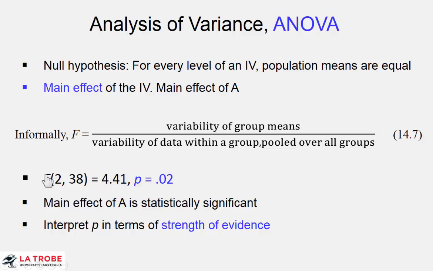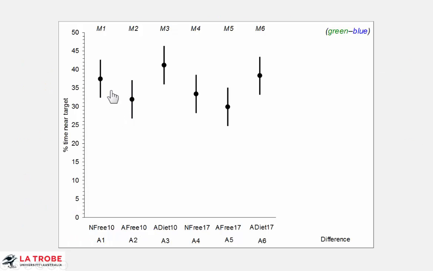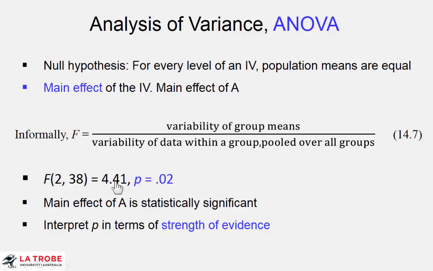And large values of F, compared with what we'd expect under the null hypothesis, lead us to reject the null hypothesis. And here we have 4.41, and if we consult tables or software, for these numbers of degrees of freedom, the p-value is 0.02, so that's less than 0.05. We reject the null hypothesis that all these population means are equal, and the more variation we can see between these group means, the more likely we are to get a large value of F, a small value of P, and have statistical significance.